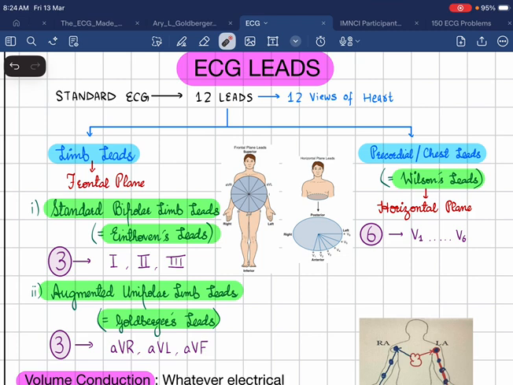Then we have got precordial or chest leads, which are also known as Wilson's leads. They view the heart in the horizontal plane. They are 6 in number, numbered from V1 to V6.